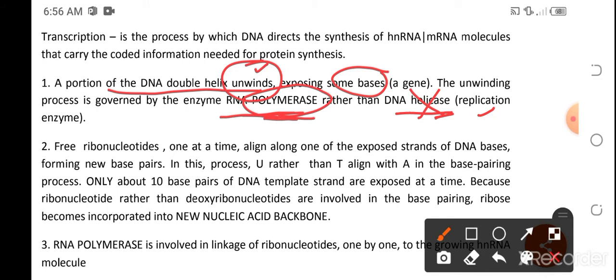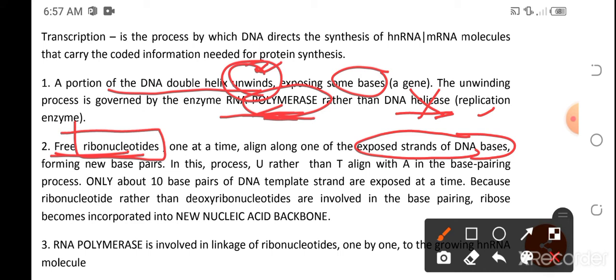But for this transcription, the power of RNA polymerase is just partial unwinding. Babalik din sa original structure yung DNA once natapos yung transcription. Okay. And still, there are free nucleotides inside the nucleus, and they are going to form base pairing with this exposed strand kasi nga nag-unwind na siya, so meron nang mga exposed DNA bases wherein a free ribonucleotides.